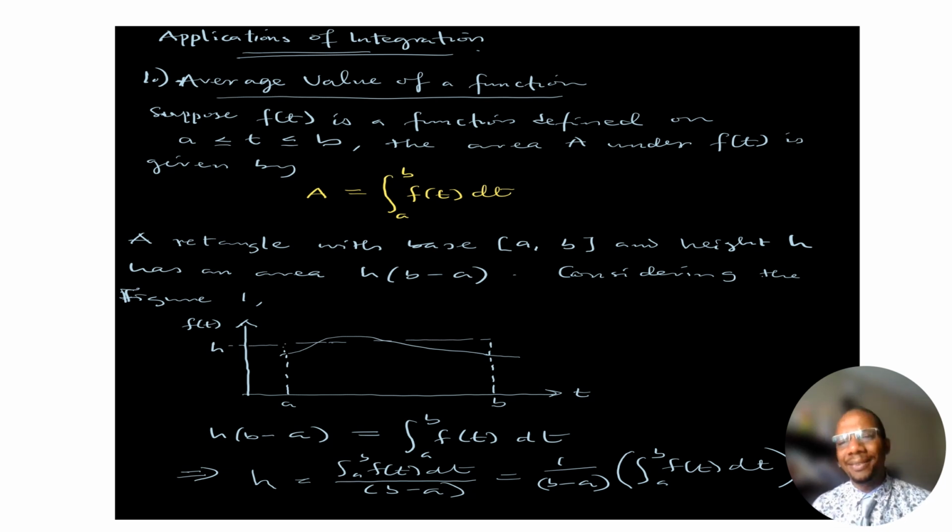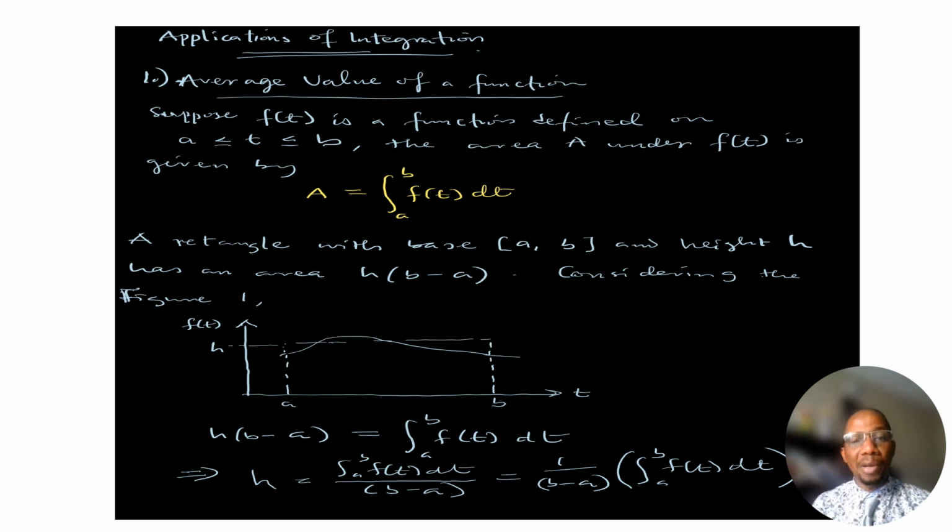Now let's consider a rectangle having the base a to b. That is, the length of the rectangle is b minus a. Height is h. The area of such a rectangle needs to be h multiplied by b minus a. Looking at this figure, this is a curve. This curve here is the f of t. Then we have h and we have a to b. So the area under this curve is the integral value of f of t.